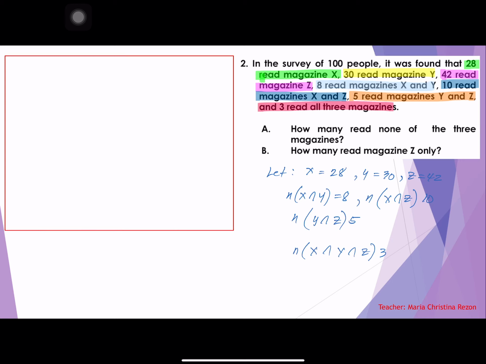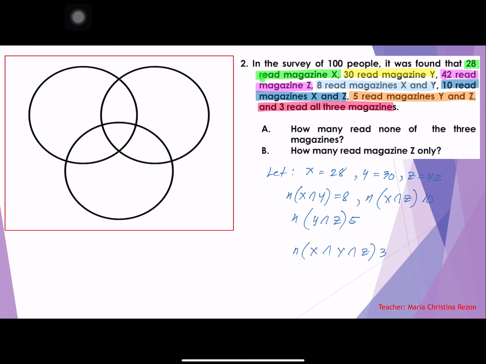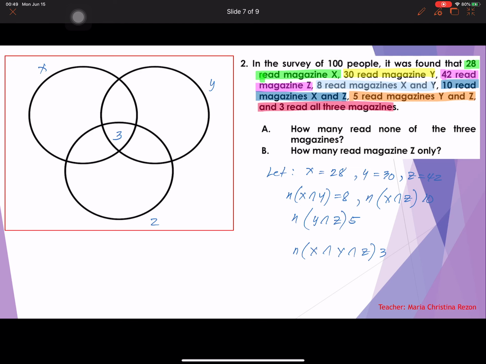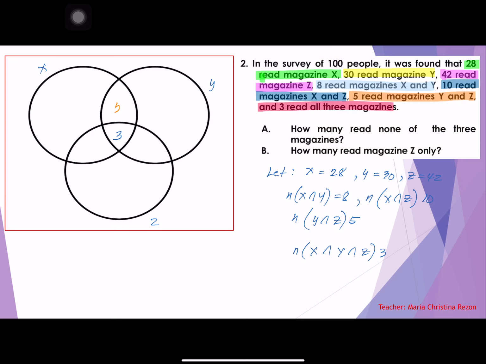So if you are going to have that in our Venn diagram, this is your X, Y, and Z. This is 3. And so XY is, let's have another color here. So you have, this is 5. And then you have XZ is 10. So this is 7. And then you have YZ is 5. So this is 2. And the question is, how many read none of the 3 magazines?